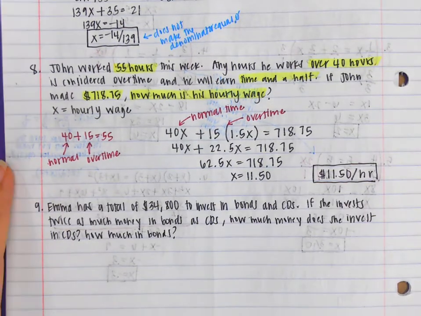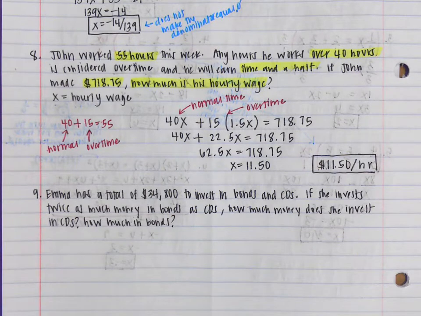Okay, so Emma has a total of $34,800 to invest in bonds and CDs. If she invests twice as much money in bonds as CDs, how much money does she invest in CDs? How much in bonds? This is really a throwback to Algebra 1. I could put this in an Algebra 1 class, and this is something that you guys would have been able to do in Algebra 1 also.